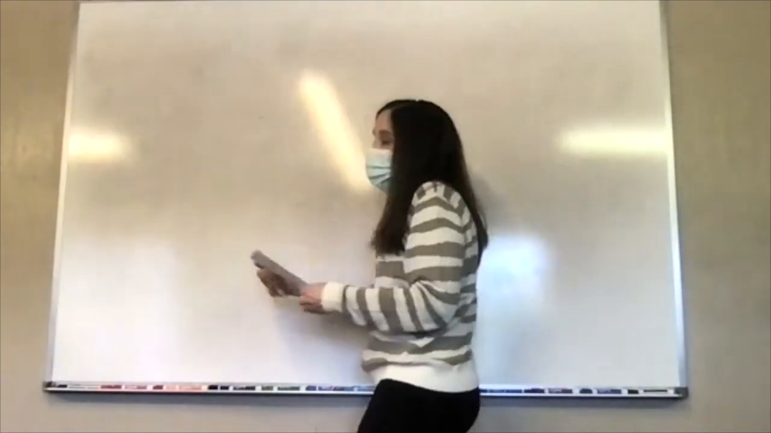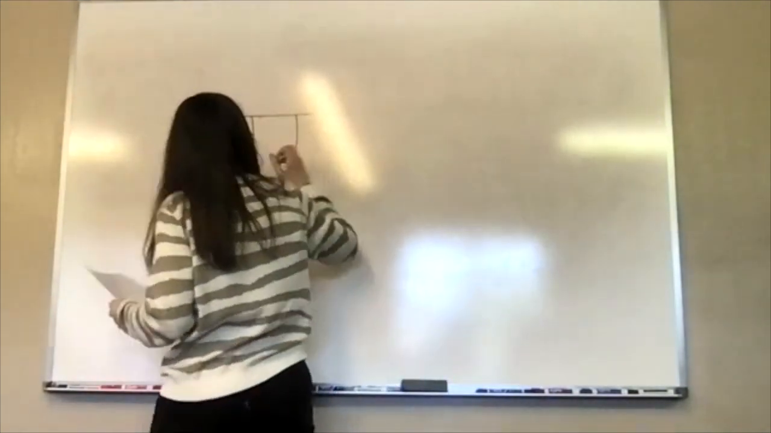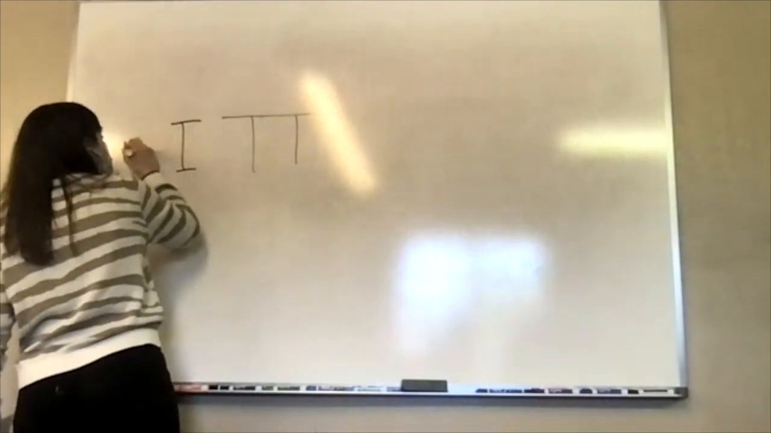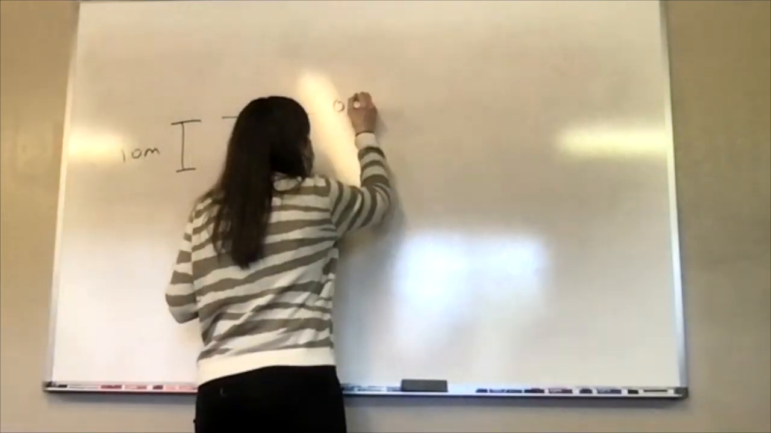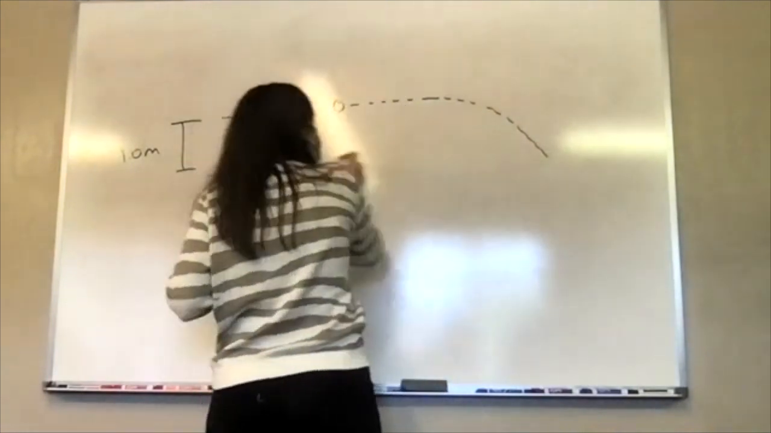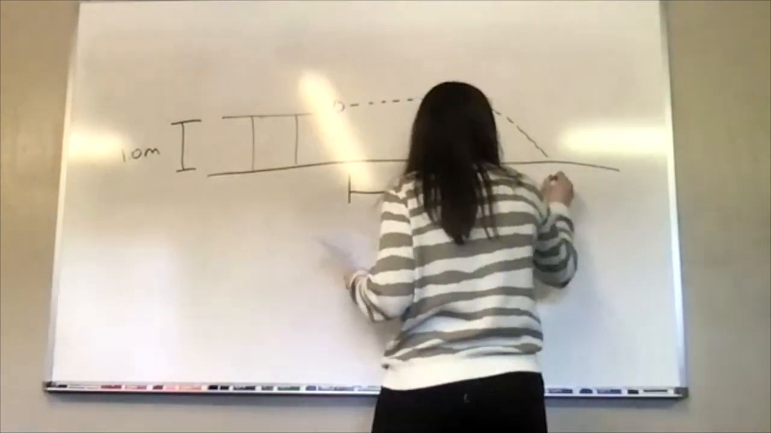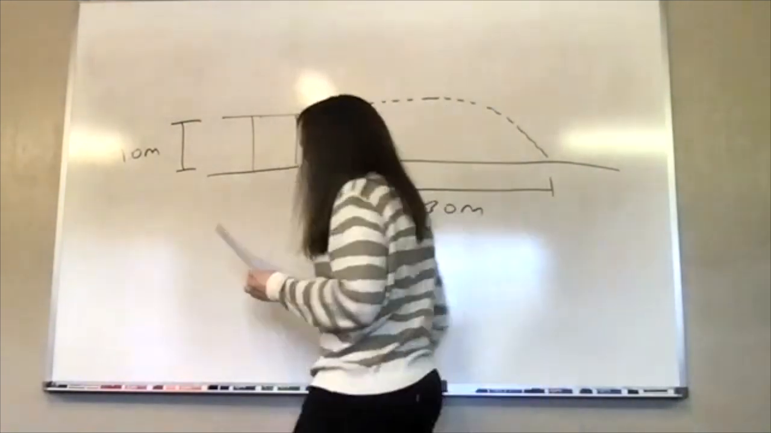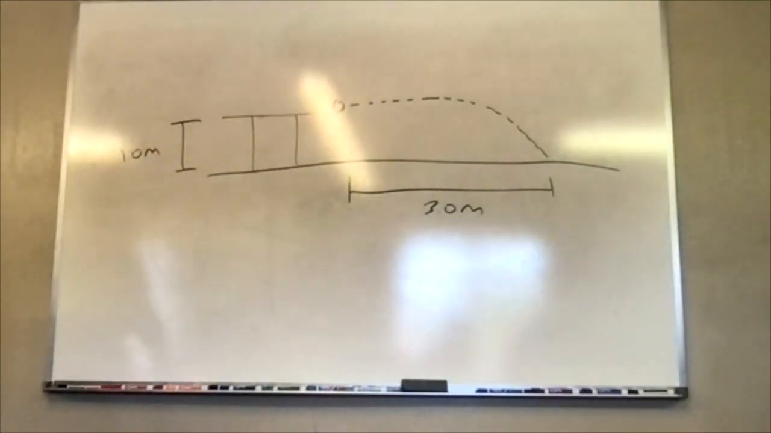So it says for number 1 that a ball rolls off the table. So the table is 1 meter high. And it says the ball lands 3 meters away from the table. How long is the ball in the air? So we're solving for time here.